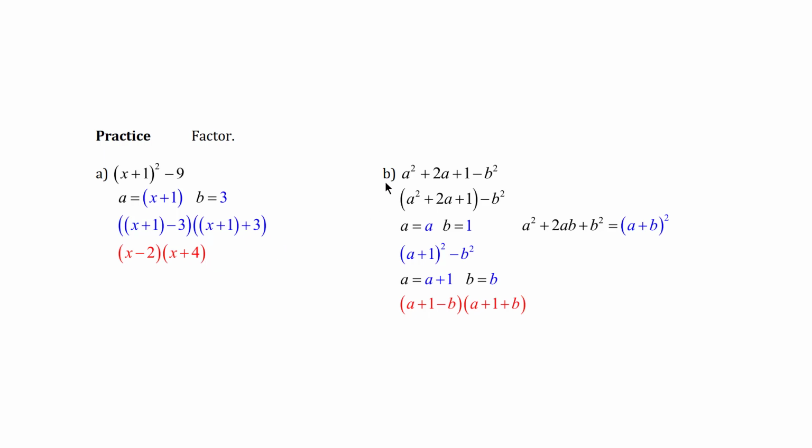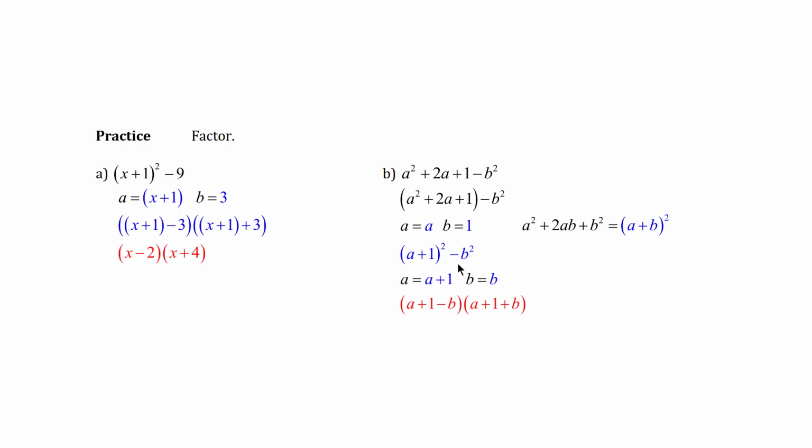Moving on to part B, first we group together the first three terms, a² + 2a + 1. This is a perfect square trinomial, so we factor this using the formula for a perfect square. Our value for a is a, and our value for b is 1. We plug in our values for a and b into the perfect square formula. We get (a + 1)², and we bring down the minus b².